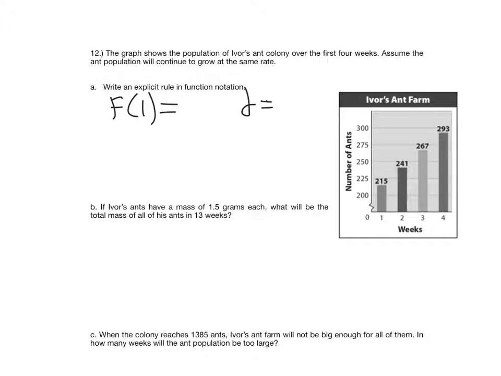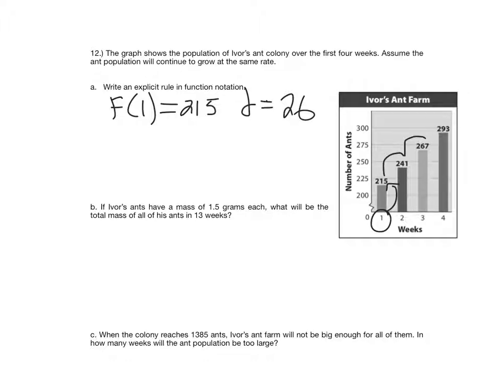So what is our first term? Right there, that's 215. 215 would be our first term, right? Now, what's happening between weeks? What's happening between terms? It looks like we are adding 26. So our common difference would be 26.